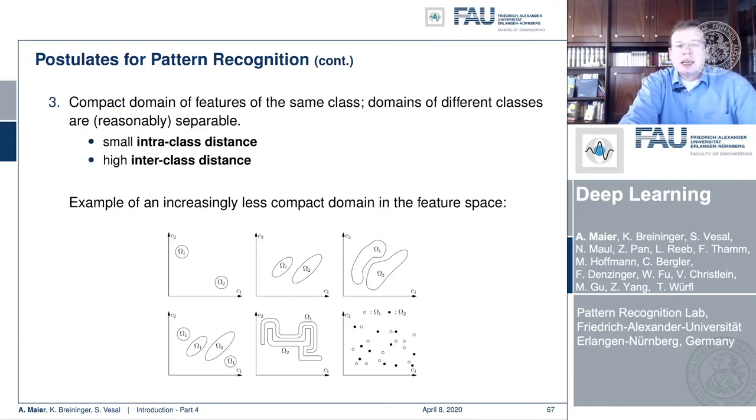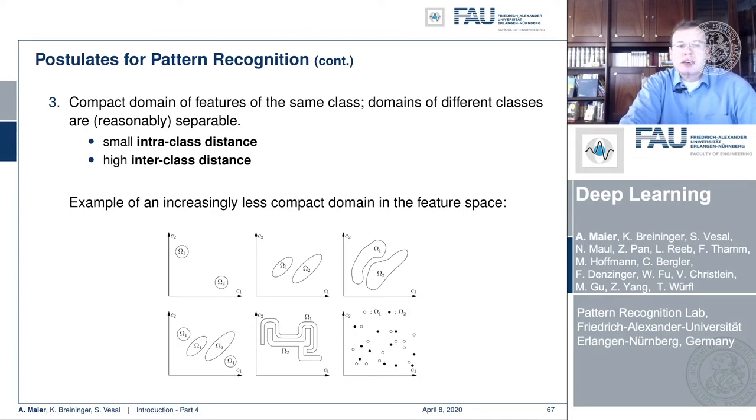Furthermore, features of the same class should be compact in the feature domain. So this means that features of different classes should be apart from other classes, while features of the same class should be close to each other. So what you want to have ideally is a small intra-class distance and a high inter-class distance.